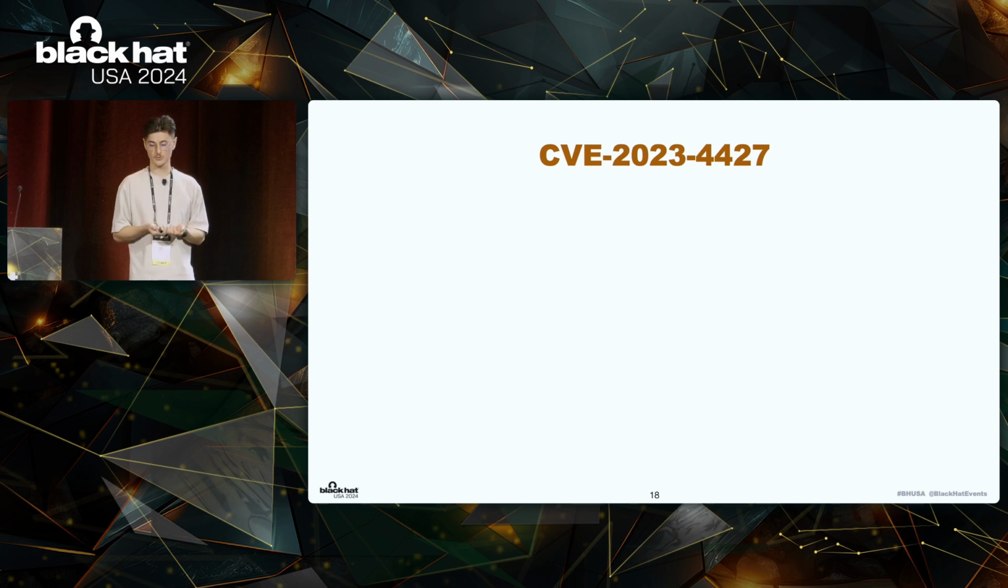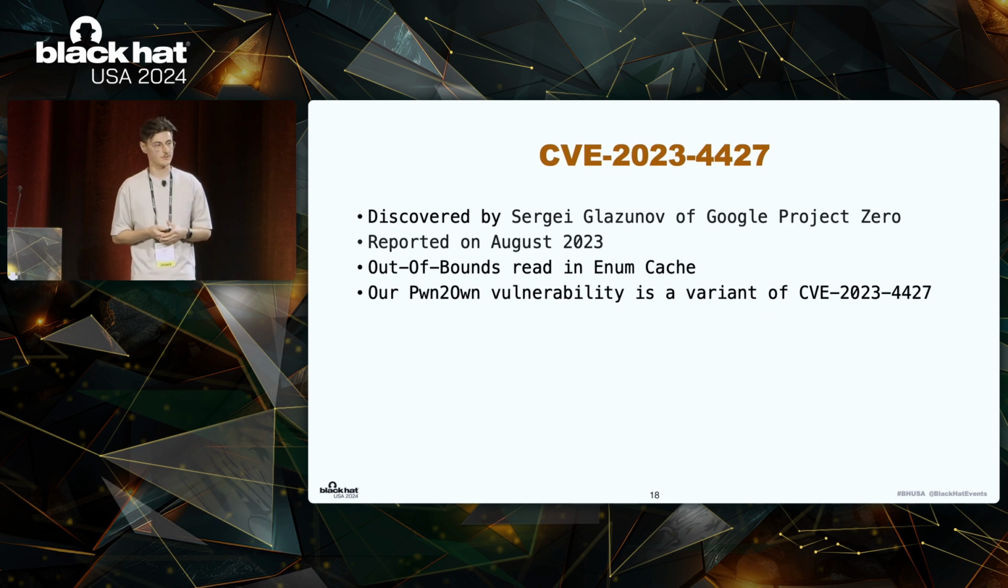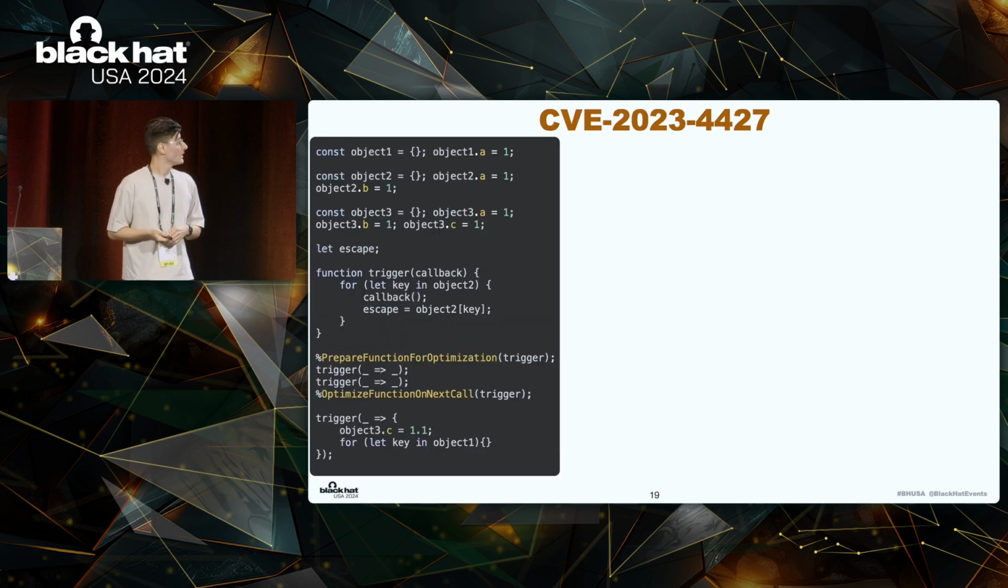That leads us to CVE-2023-4427, which was discovered by Sergey Glazunov of Google Project Zero. And we're going to talk about that CVE and more precisely about its POC, because the vulnerability we used at Pwn2Own is actually a variant of it. We actually bypassed the patch made for that vulnerability. So the POC of the CVE looks like that.